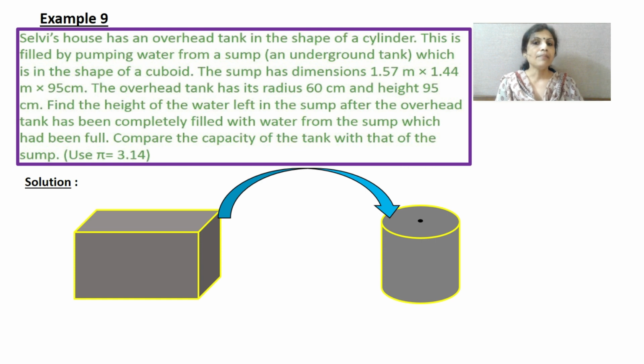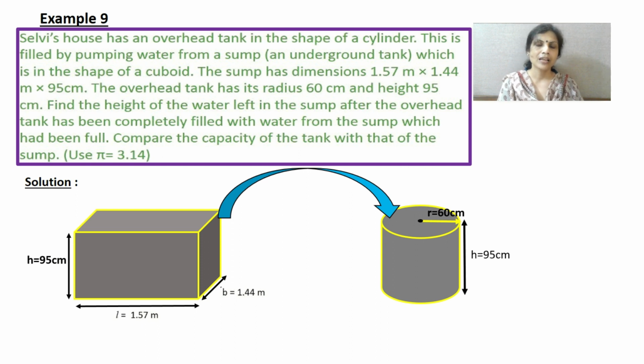Okay, the sump has dimensions 1.57 meter by 1.44 meter by 95 centimeter. So the length, breadth and height of the cuboidal tank are given to us. Length is 1.57 meter, breadth is 1.44 meter and height is 95 centimeter. Alright, the overhead tank has a radius of 60 centimeter and the height of this tank is given to us as 95 centimeter. So see, while reading the sum we have made the diagram.